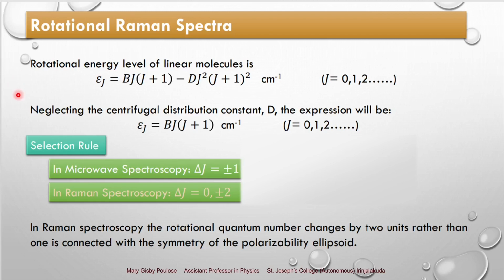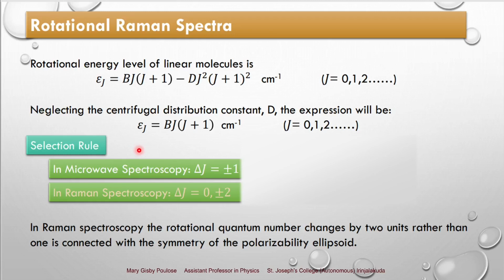Now the rotational energy of a linear molecule was earlier defined as epsilon J is equal to the rotational constant B into J into J plus 1, minus the centrifugal distortion constant D into J square into J plus 1 square, centimeter inverse, where J is the rotational quantum number having integral values 0, 1, 2, 3, etc. For easier discussion, we are neglecting the centrifugal distortion constant D, and the expression in terms of wave number is epsilon J equals B into J into J plus 1 centimeter inverse. Now we have defined the energy levels.